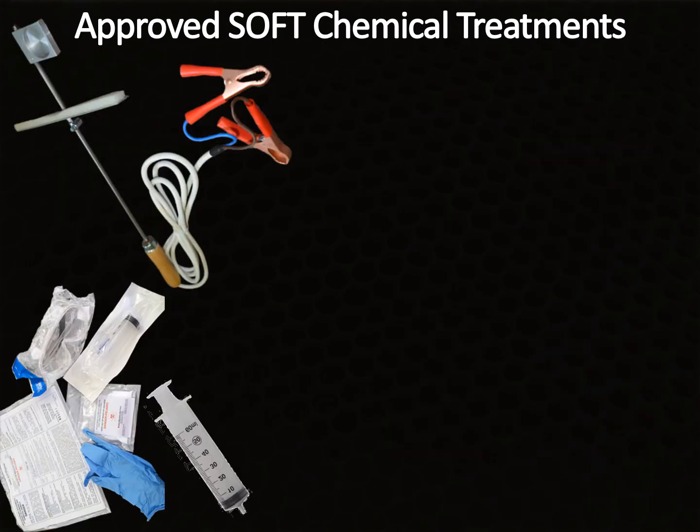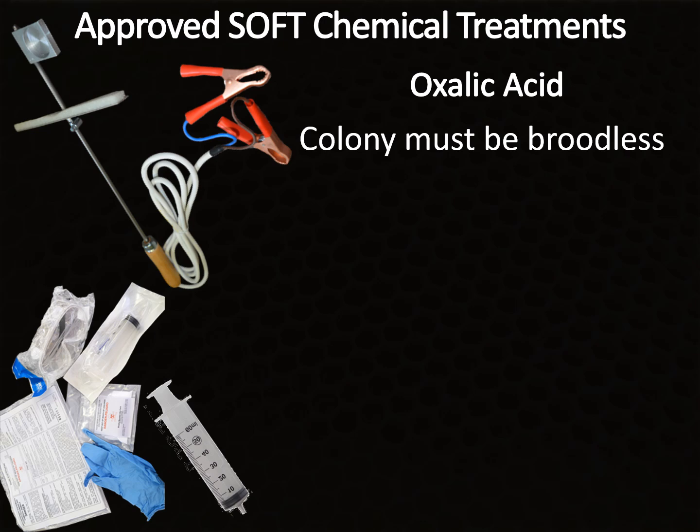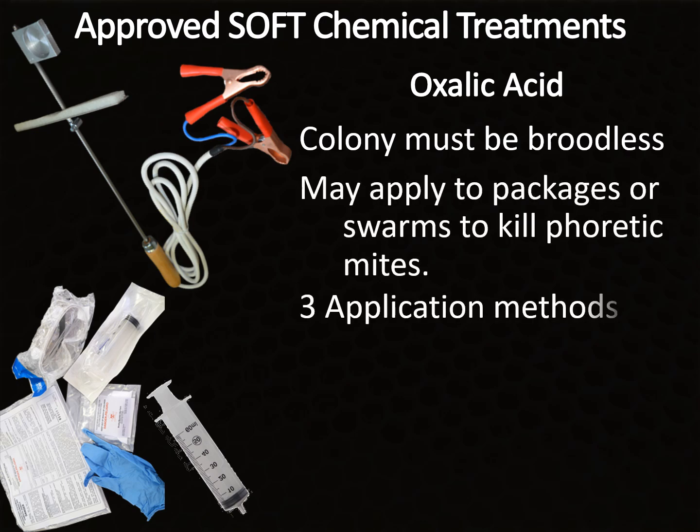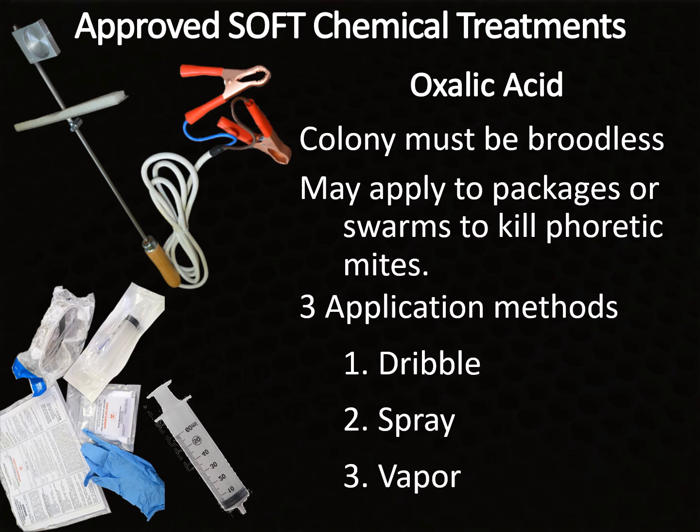Additional soft chemicals are the oxalic acid. Oxalic acid can't be used at all times. It has to be used when there's no brood. And you can either do a vape or a drip. You can use it on packages. You can vaporize your packages to kill phoretic mites that are on the bees in the package.